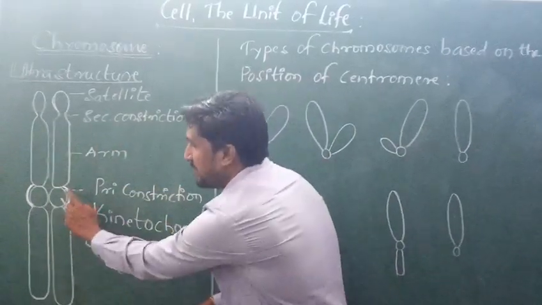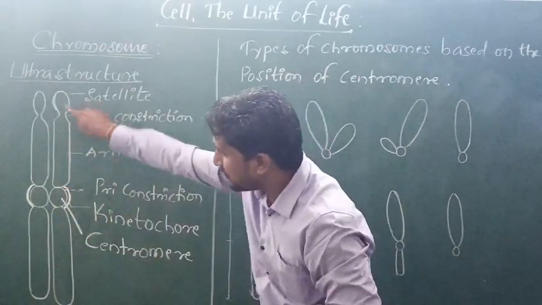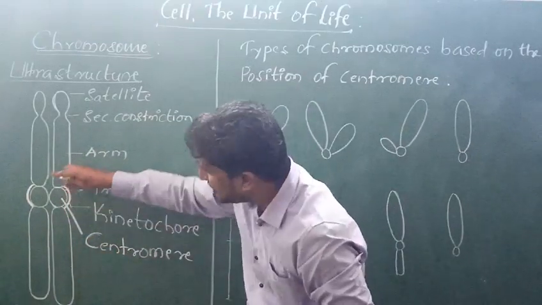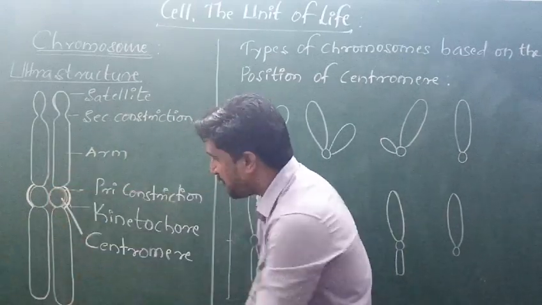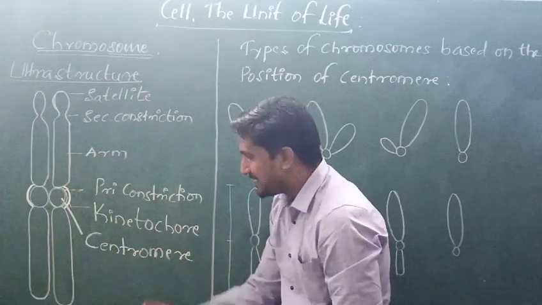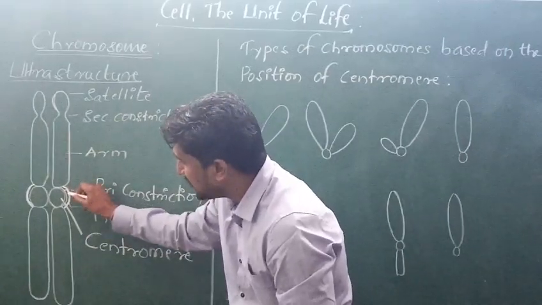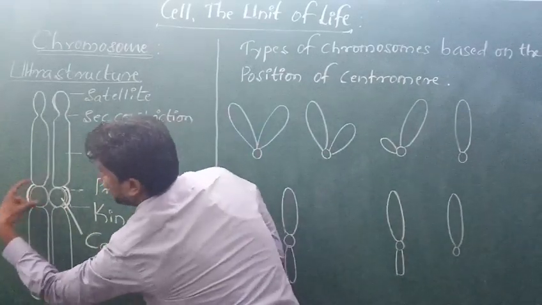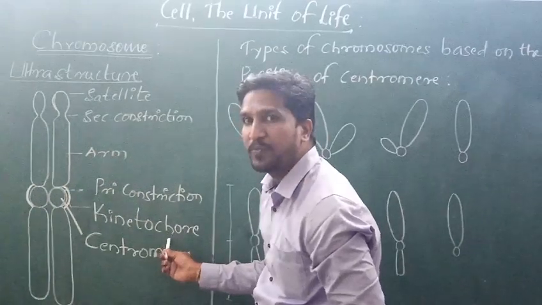So the primary constriction and secondary constrictions are found on the chromosome. And at the primary constriction, there is the presence of a round ball-like structure, and that is called the centromere. What is it called? Centromere. And around this centromere, there is a C-shaped structure. Here also it is present, a C-shaped structure, and that is called the kinetochore.